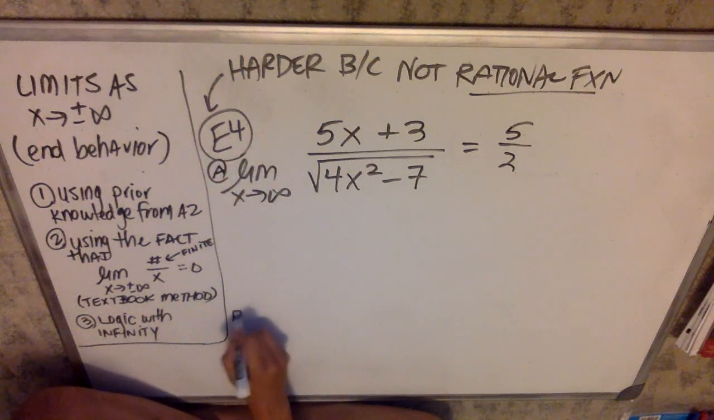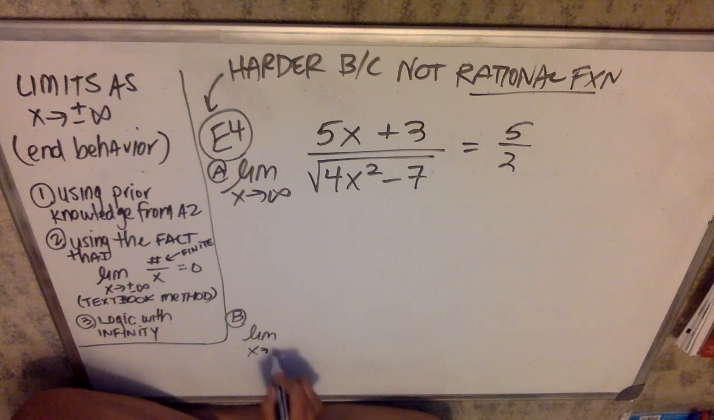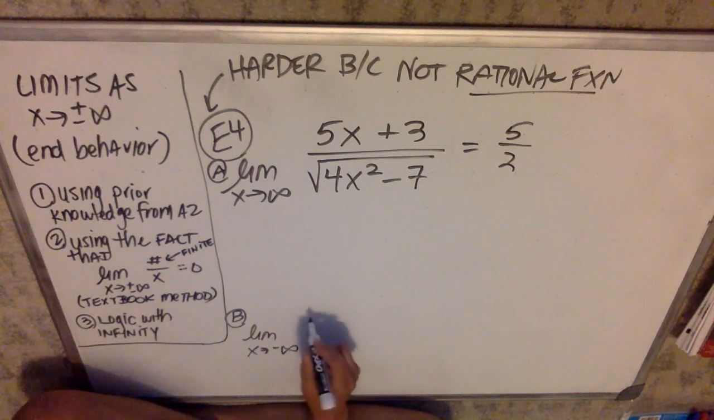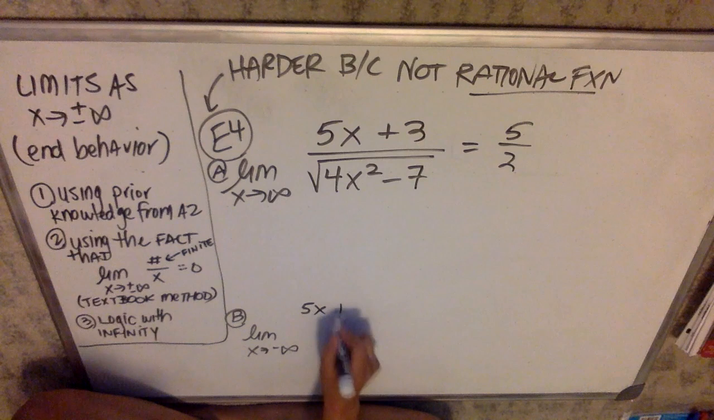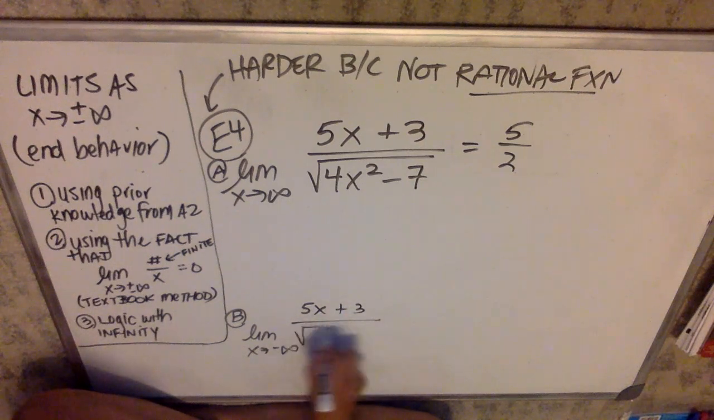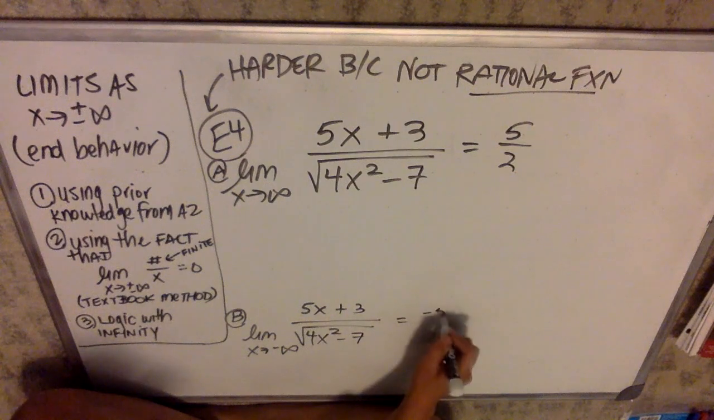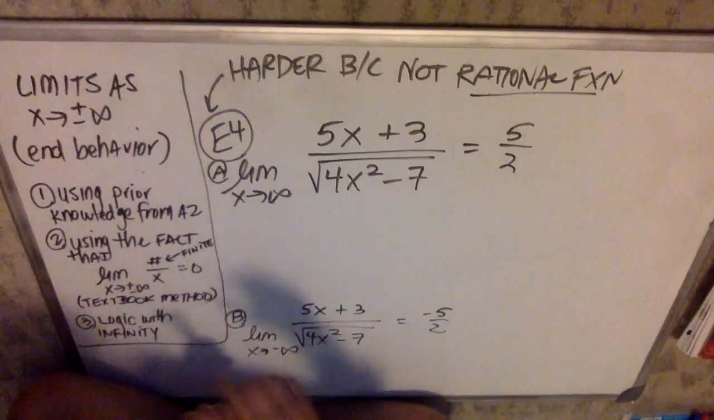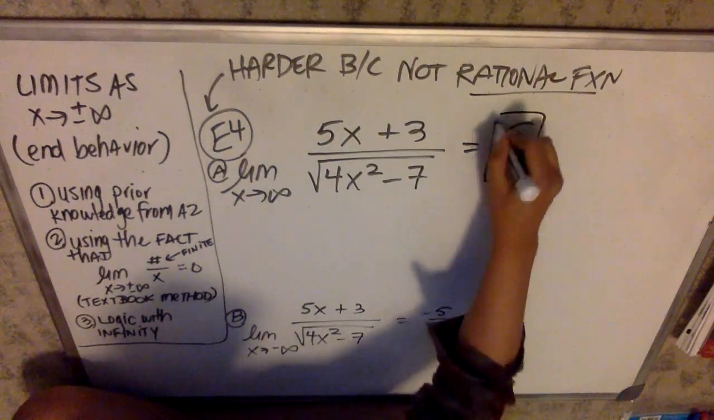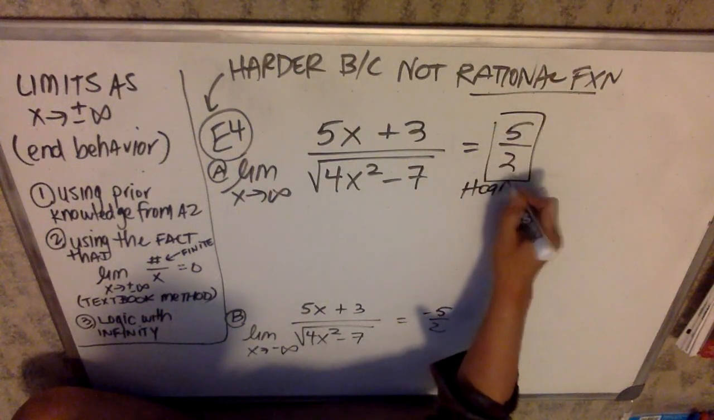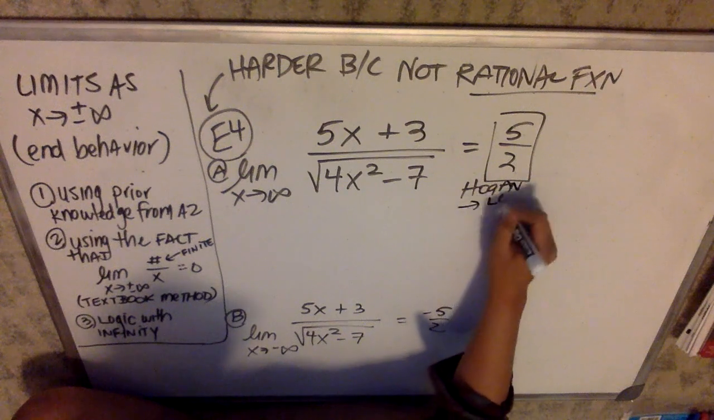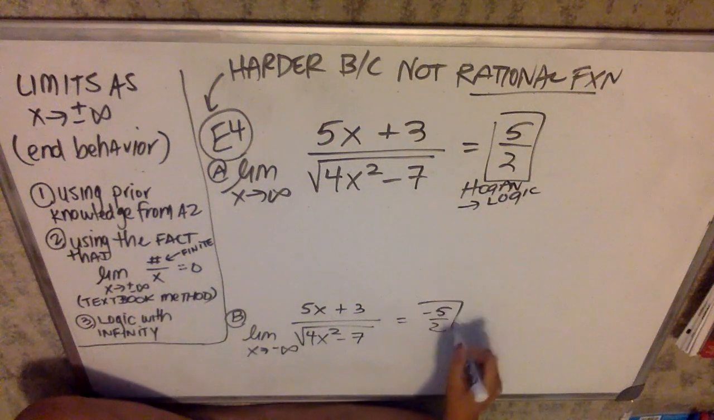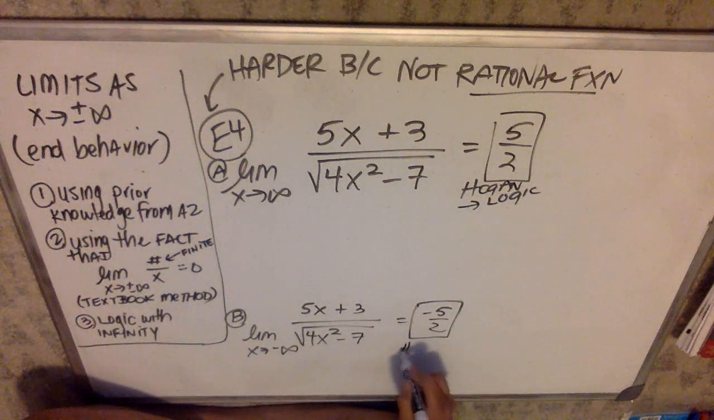And I'm actually going to do an A and a B. I'm going to give you the exact same one, but to negative infinity. And I'm going to tell you that just by looking at this, the answer is negative 5 halves. Okay? So I got this answer by using logic.